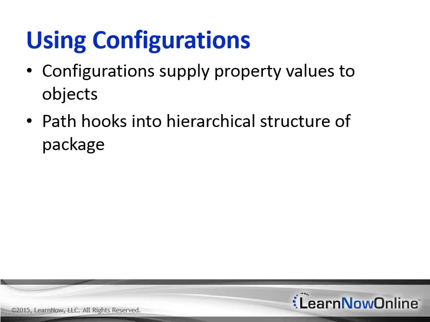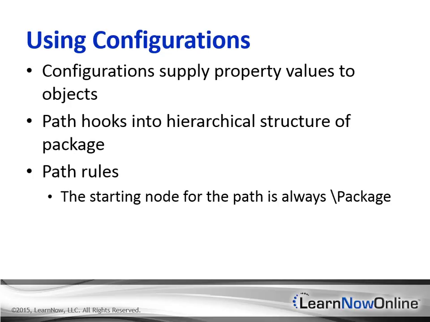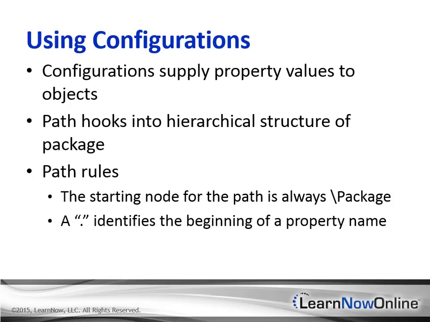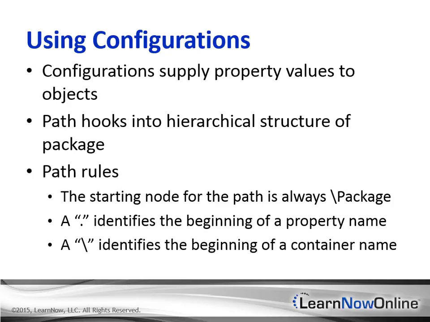Every container is a node in the hierarchy. In this context, each object is a container of some type. So there are a few rules that you use to build the path string. The starting node for the path is always /package. That's a fixed string. Then a dot identifies the beginning of a property name. A backslash identifies the beginning of a container name. And then square brackets enclose collection items.